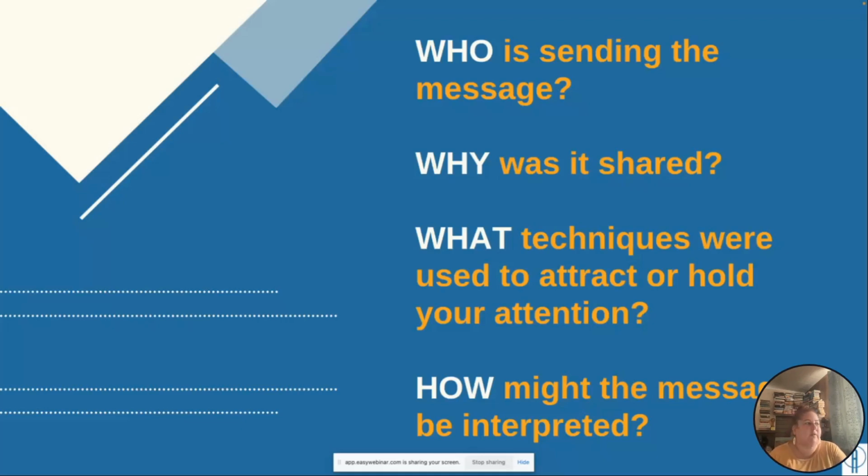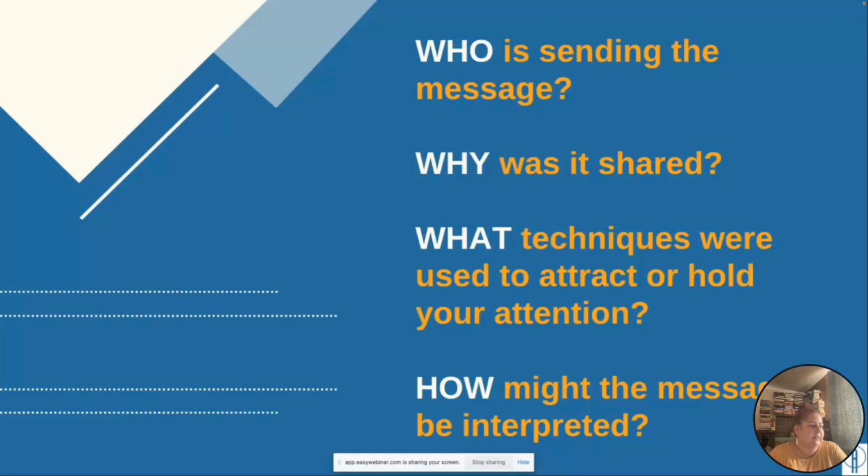Why was it shared? What's the why? And what techniques were they using to attract or hold your attention? I think everybody knows that video is key in terms of marketing potential right now. I used to do marketing a lot, so algorithms are real, they exist, and they're there for a reason. They're trying to hold your attention. That's how they make money. Again, it doesn't mean everything that they're telling you is wrong or bad, but you just need to be aware that algorithms exist and it's a real thing.